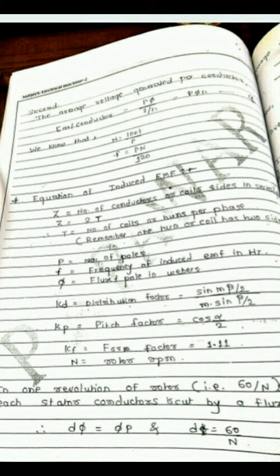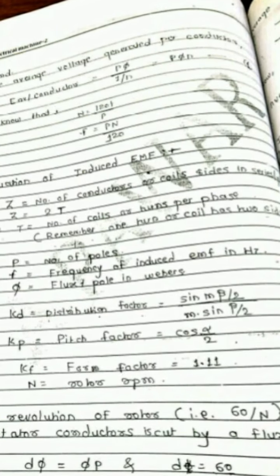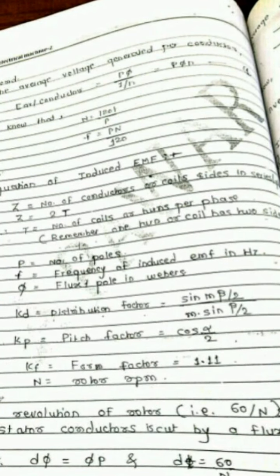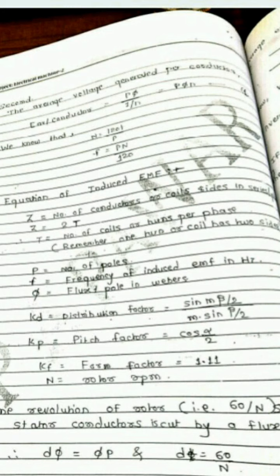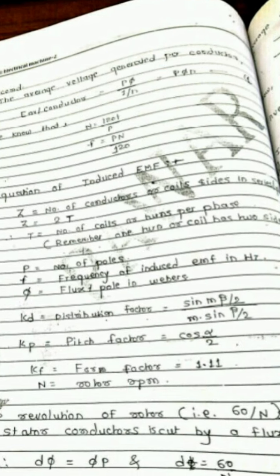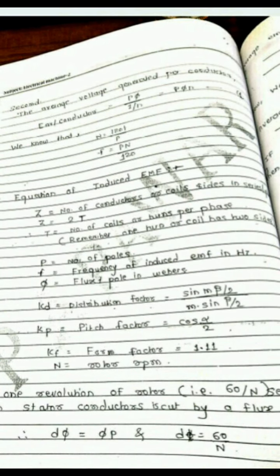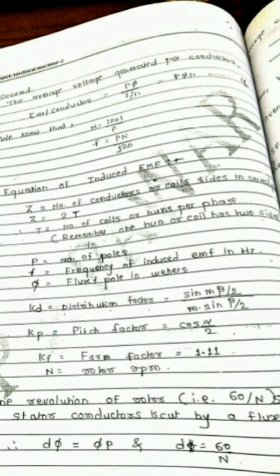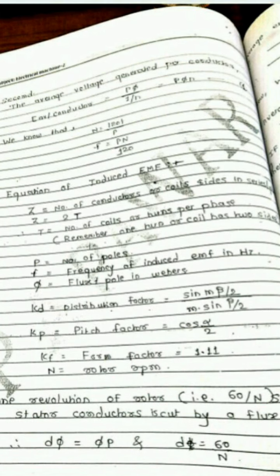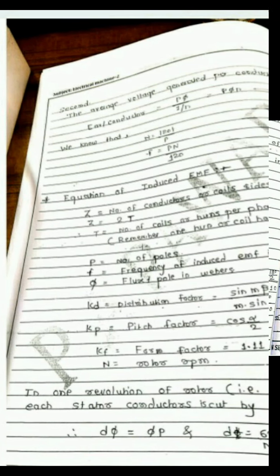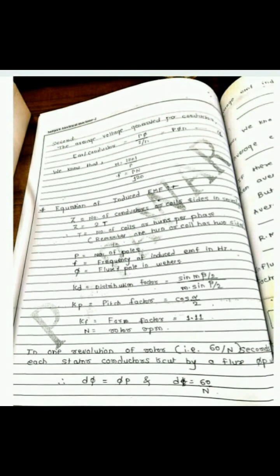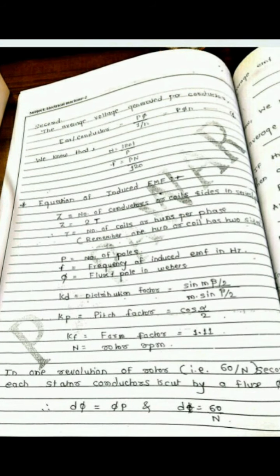So let's start the actual equation of induced EMF. For understanding that, we should know that Z is the total number of conductors or coil sides in series connection. So Z is equal to 2T, where T is the number of coils or turns per phase. Remember, one turn or coil has two coil sides. Next, P is the number of poles, F is the frequency of induced EMF in hertz, and phi is the flux per pole in Webers.